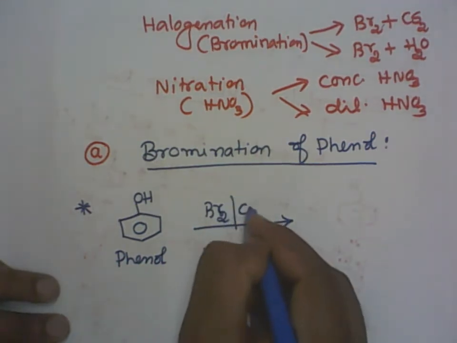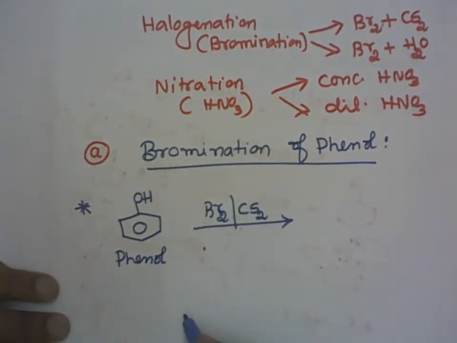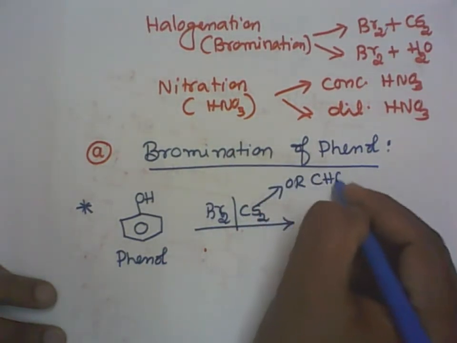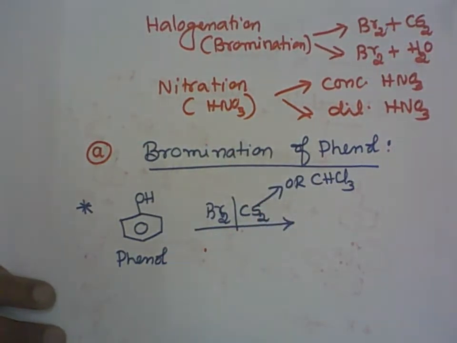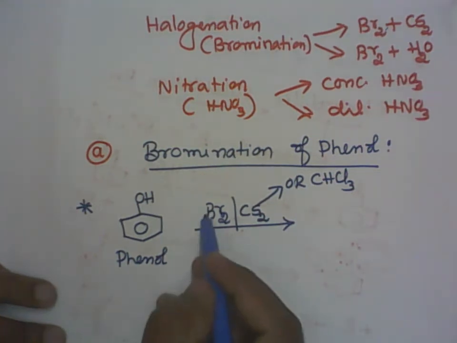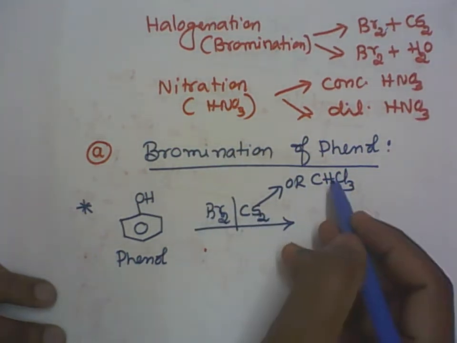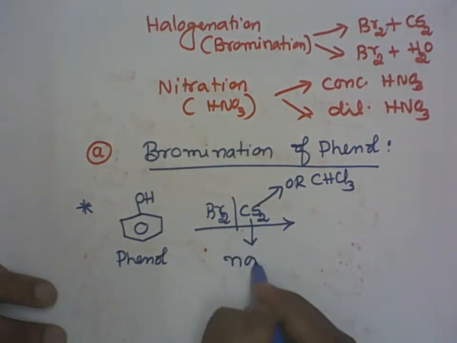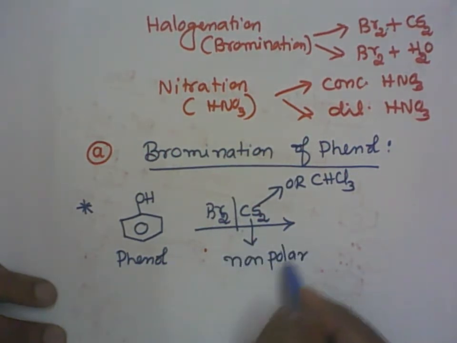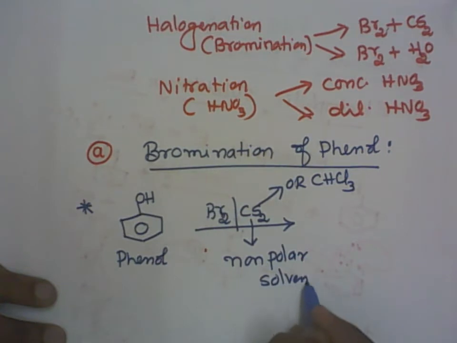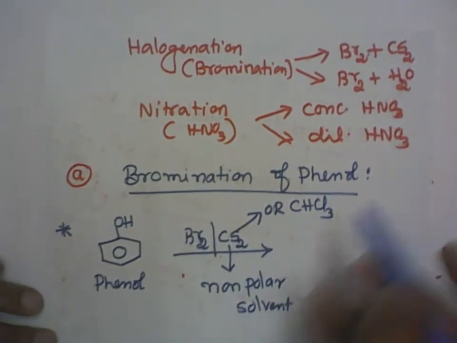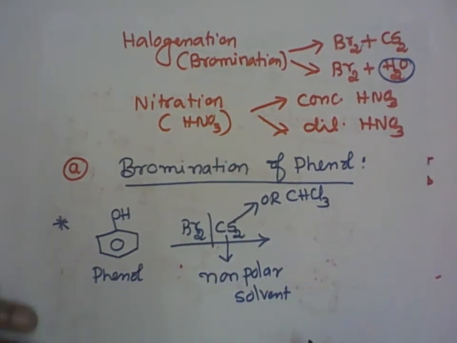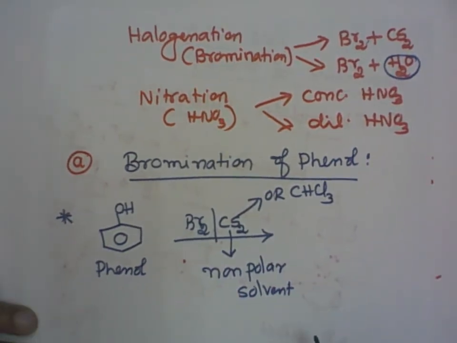It is diluted with carbon disulfide or chloroform, CHCl3. Bromine is a liquid, carbon disulfide is a liquid, chloroform is also a liquid. And CS2 is a non-polar solvent. Here, one more solvent is water. Water is a polar solvent. We get two types of product.